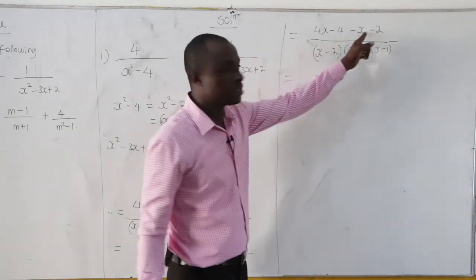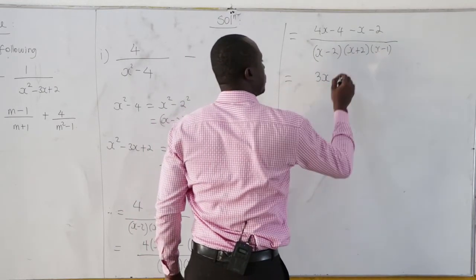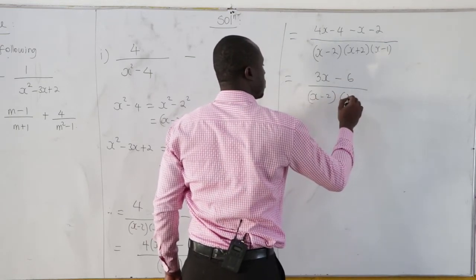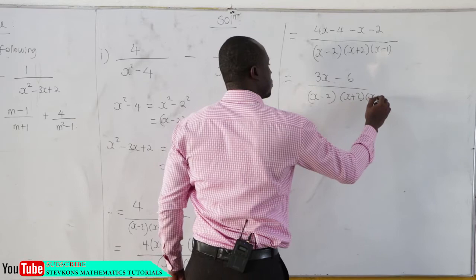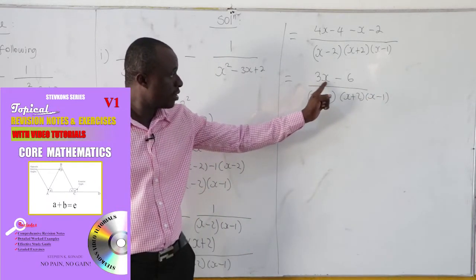Now, what is 4x minus x? This is just 3x. Negative 4 minus 2, that's negative 6. All over (x minus 2)(x plus 2)(x minus 1). Now, let's see the numerator. 3 here, we have 3x minus 6.